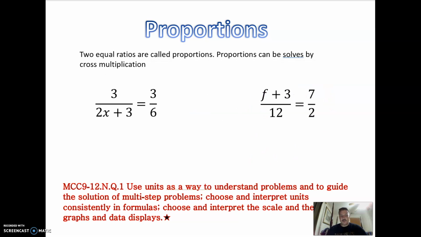Now let's go ahead and make it a little bit more difficult. What happens if we have multiple numbers in the denominator? We have to make sure we still cross multiply. 3 times 6 is 18. But now what I have to do is make sure that this 3 multiplies with the entire 2x plus 3.